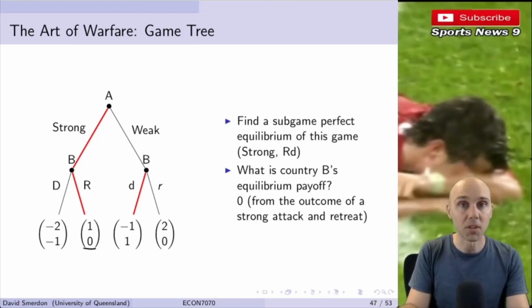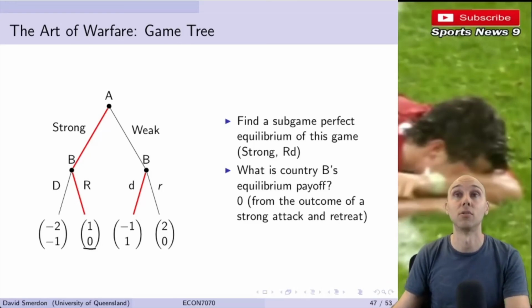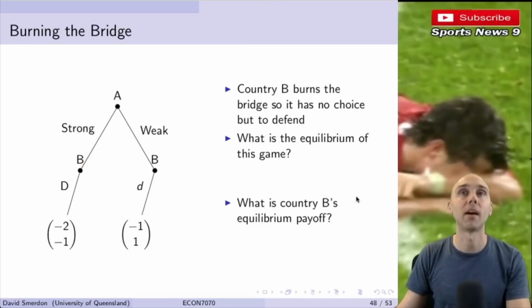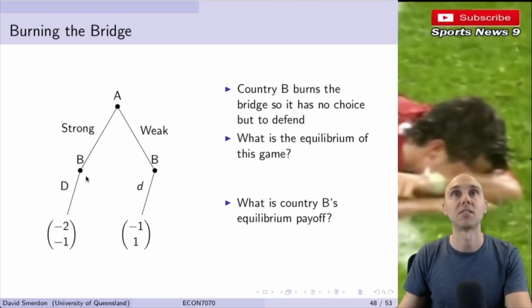We don't have that option anymore. We are definitely attacking. And the Britons decided to settle and allow themselves to be occupied. In the same way, country B in our game could burn their bridge. And if they took away that option, the game tree now looks like this, where no matter what country A does, country B has no choice but to defend, because retreat is not an option, as the saying goes. What's the equilibrium of this game now?